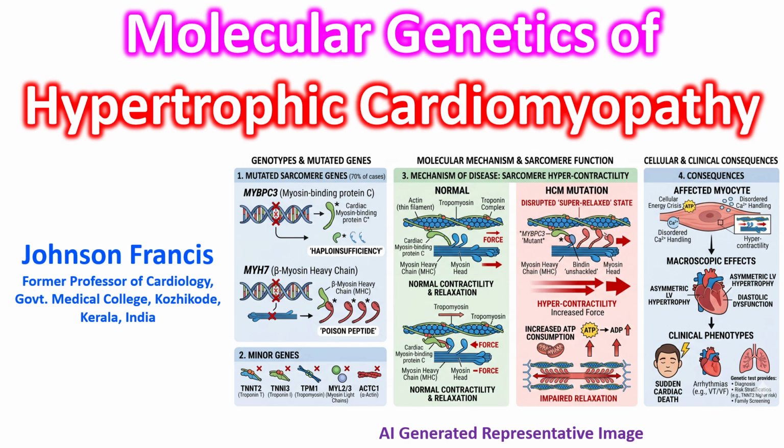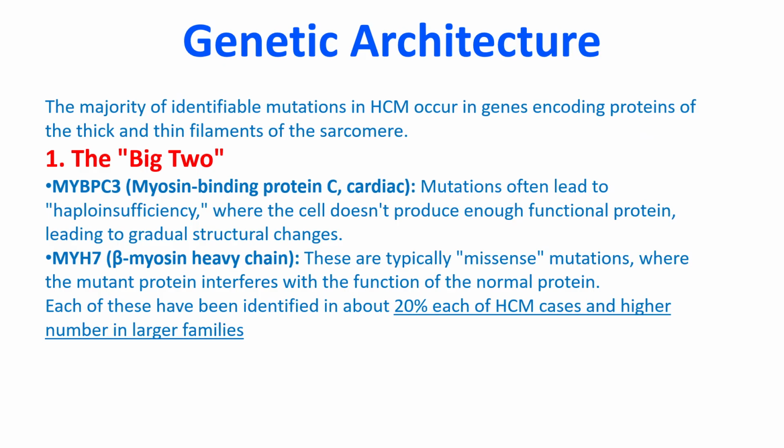Hypertrophic cardiomyopathy is primarily recognized as a disease of the sarcomere, the fundamental contractile unit of the cardiac muscle cell. It is the most common traditionally inherited cardiac disorder, typically following an autosomal dominant pattern. The majority of identifiable mutations in hypertrophic cardiomyopathy occur in genes encoding proteins of the thick and thin filaments of the sarcomere.